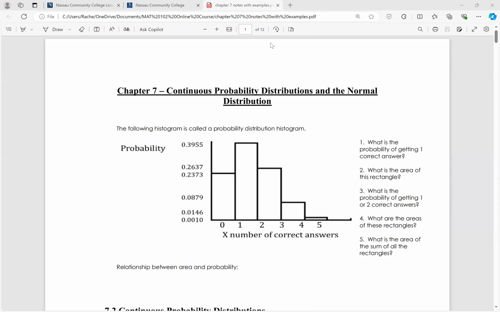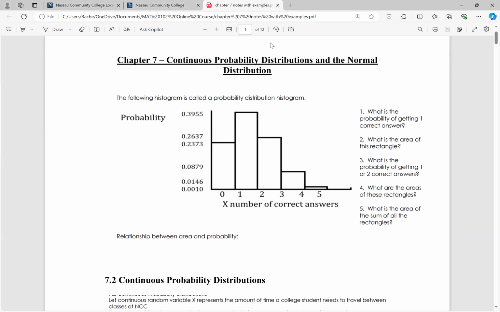Okay, so we're going to begin chapter 7, continuous probability distributions and the normal distribution. Now, chapter 7 is a very, very, very important chapter. Not like the other chapters weren't important, but this really is going to be the foundation for the rest of the chapters. So it's really important that you get a good grasp of the information that's in chapter 7. So I want to start off by going over an example that should look familiar to you, and I'm going to kind of tie it into where we're going.